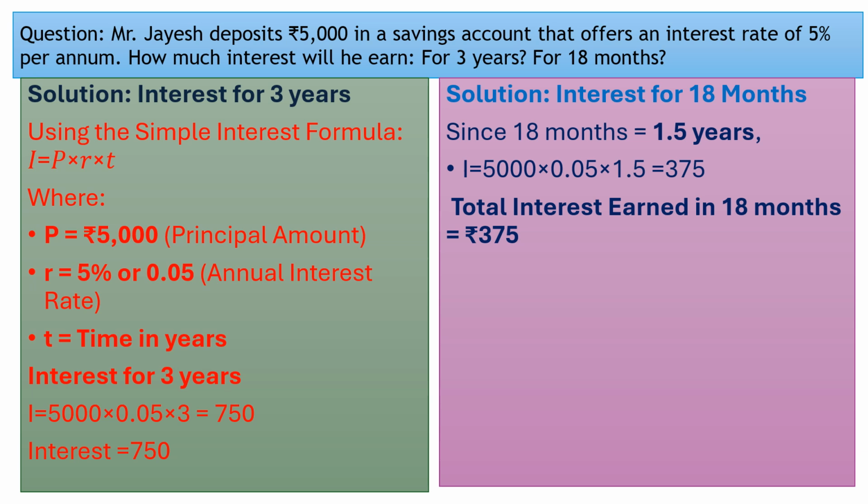I is equal to 5,000 into 0.05. The principal amount is the same. The interest rate is also the same, that is 0.05, that is 5%. But the time period here is not 3 years, but 1.5 years. 18 months converted into number of years comes to 1.5. So the interest amount is calculated as 375. So the total amount of interest earned in 18 months is 375.